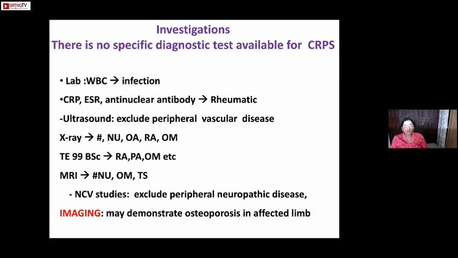For that, there is no specific laboratory test available. But to rule out infection, we can do WBC, CRP, ESR. To rule out rheumatic disease, we can do anti-nuclear antibody. Similarly, to rule out peripheral vascular disease, we can do ultrasound, Doppler. And to know about fracture, non-union, we can take X-ray, bone scan, or MRI to know the soft tissue status, to rule out tenosynovitis, osteomyelitis, etc. We can perform nerve conduction velocities to exclude peripheral neuropathic disease or compression neuropathies, and imaging may only demonstrate osteoporosis in the affected limb.